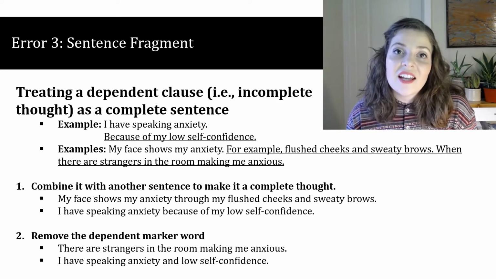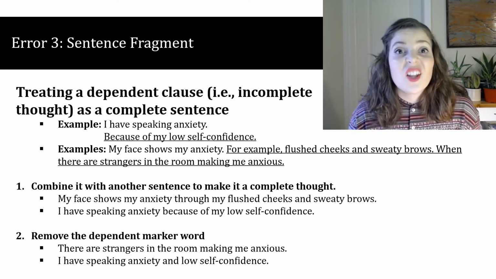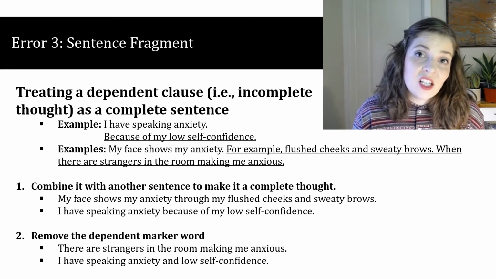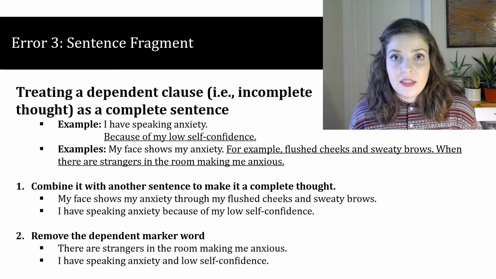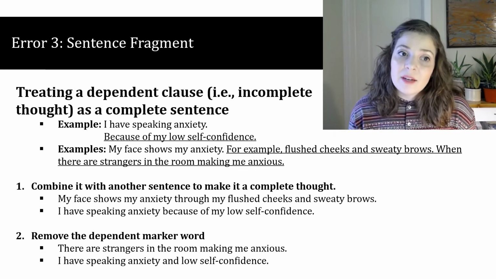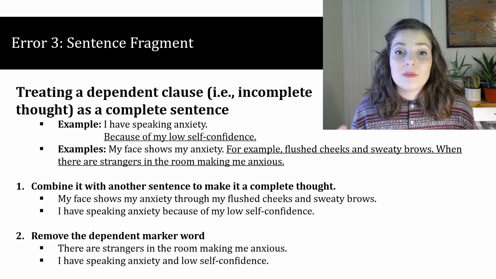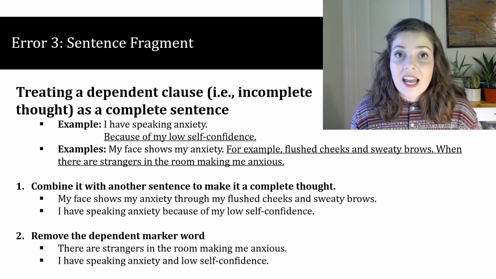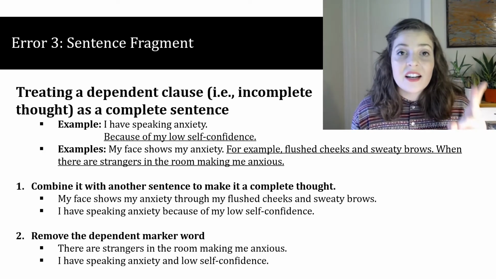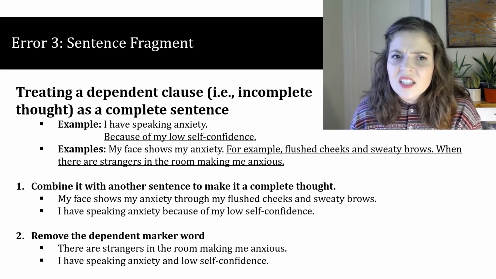The third and final error that I want to talk to you all about today is the sentence fragment. The last two had to do with independent clauses, and this has to do with a dependent clause, or an incomplete thought. So a sentence fragment is when we treat a dependent clause or an incomplete thought as a complete sentence. An example of this is, I have speaking anxiety. I and have are our subject and our verb. That's a fine sentence. But "because of my low self-confidence," that's not a complete sentence.